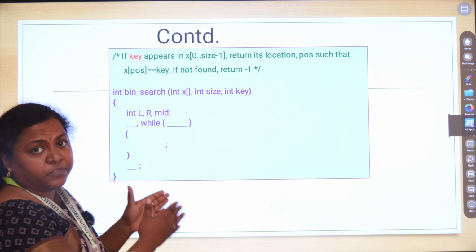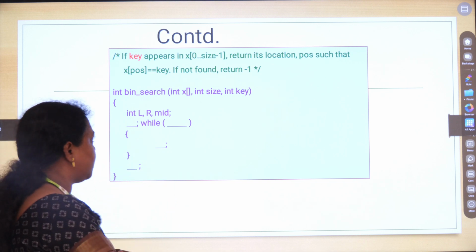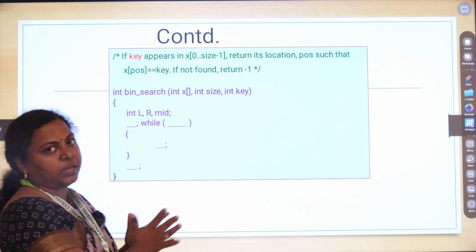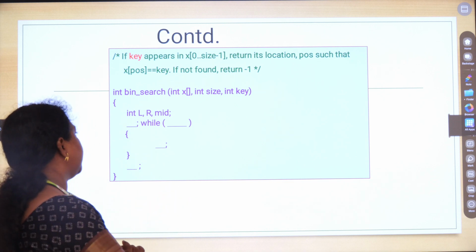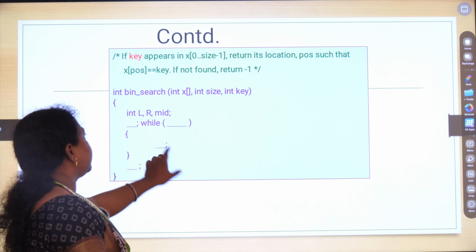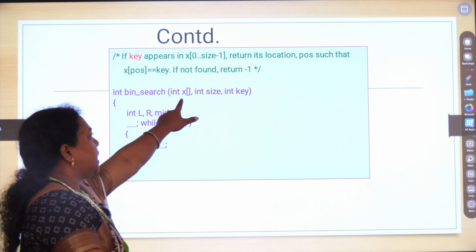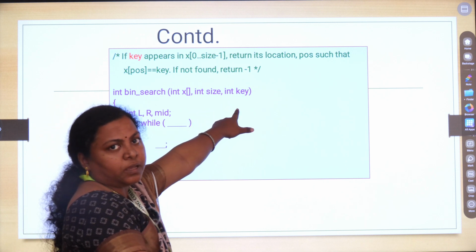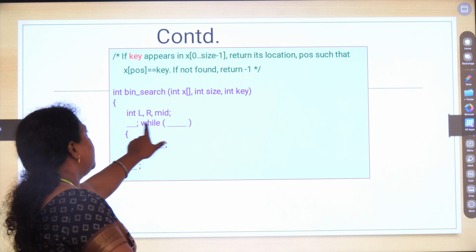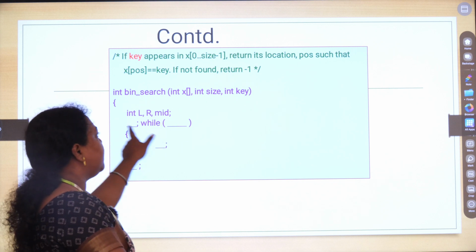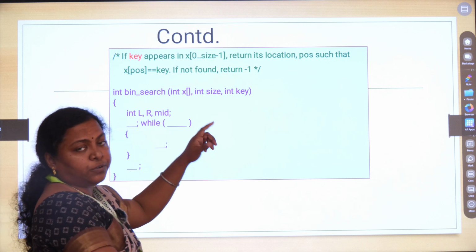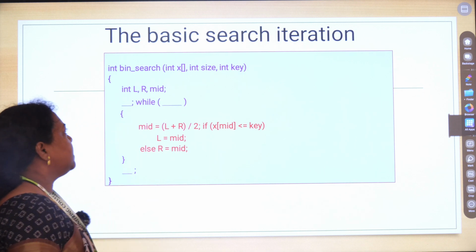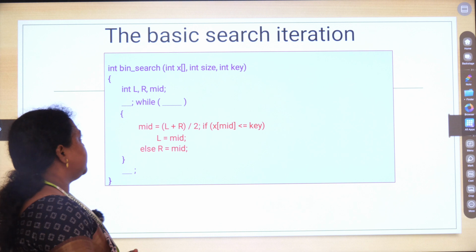If it is present within that, then it returns its location, or else if the key is not present in that particular array, it will be returning -1. So this is the syntax of it. The needed inputs are the array, the size of the array, and then the key which we have to search. These are the intermediate values that are very much required to do the calculations. So this is the algorithm for binary search.